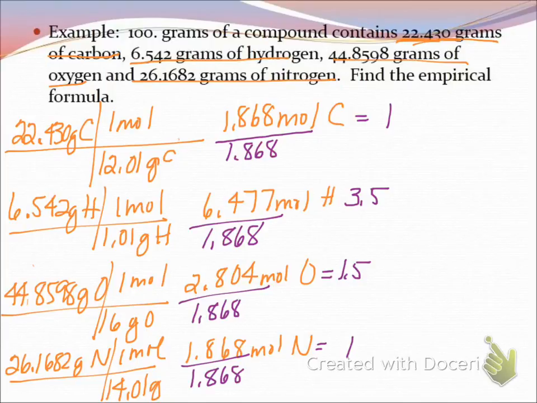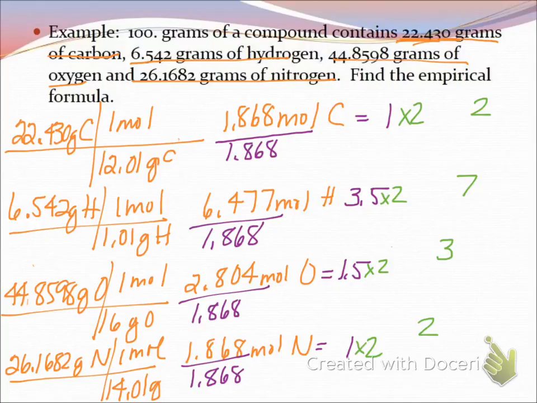So this is where we're going to change colors again. I have to multiply by an integer to get a whole number. So I'm going to multiply by 2. What I do to one thing, I have to do to all of them. So I'm going to multiply all of these by 2, because you can't have half an atom. So you have to multiply by an integer. Okay? So then that becomes 2, 7, 3, and 2.